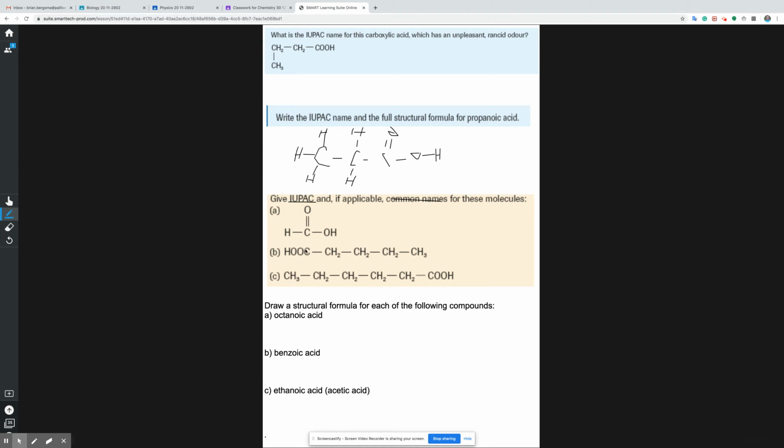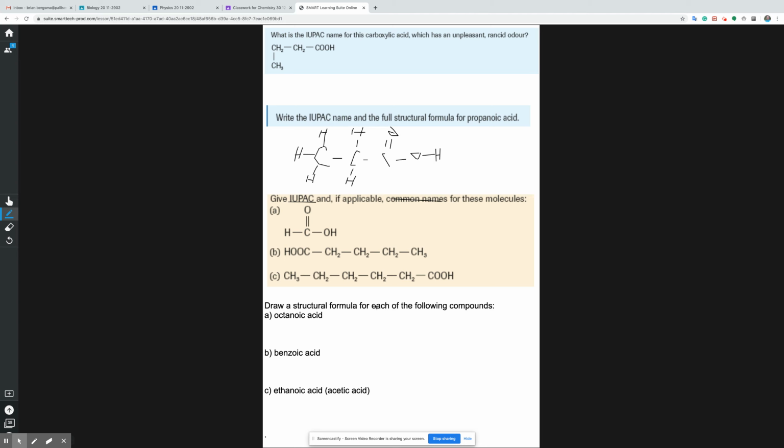Okay, for this one, we have a carbon chain. So this is carbon 1, 2, 3, 4, 5. Okay, so this is pentanoic acid. This one here, 1, 2, 3, 4, 5, 6. So hexanoic acid. Okay, drawing the formulas. So octanoic acid, we're going to have 8 carbon chain. It'll look like this, just with 8 carbons and then the COOH at the end.